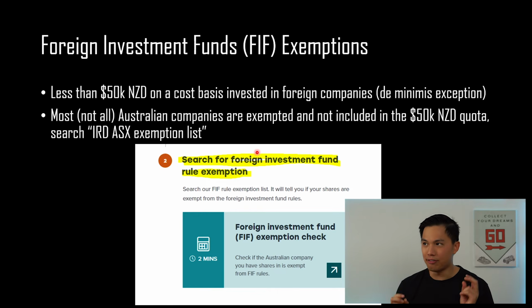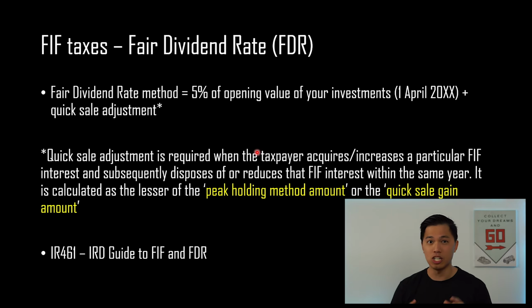So there's a few different ways to calculate FIF taxes. I'm going to talk about the two most common ways to calculate FIF taxes, especially for shares. The first one is the fair dividend rate, short form FDR.